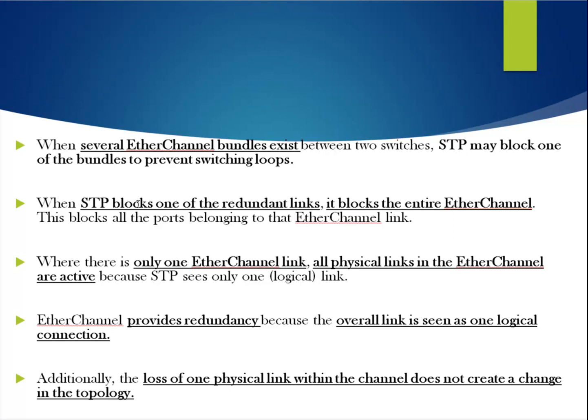Spanning tree protocol will block one of the redundant links. It blocks the entire EtherChannel, and this blocks all the ports belonging to that particular EtherChannel link. So if you have more than one EtherChannel and there is a loop, automatically your spanning tree protocol is going to block the EtherChannel links. Only one EtherChannel has all its links active, because STP uses only one logical link. So EtherChannel provides redundancy. The overall link is seen as one logical connection.